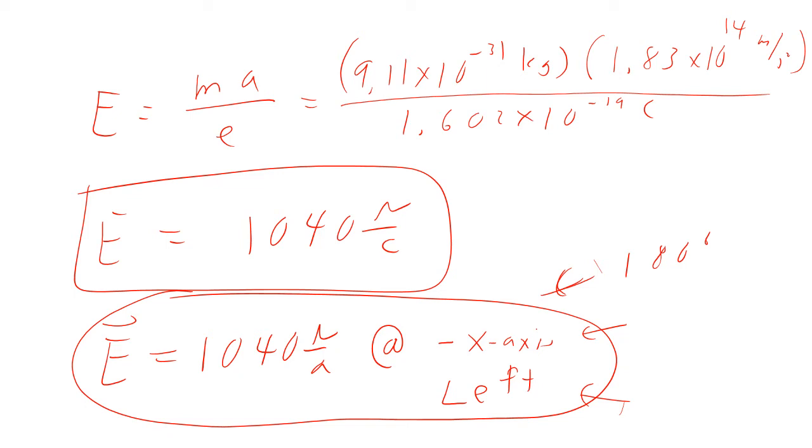All I asked was the direction and magnitude, so the 1,040 newtons per coulomb was the magnitude, and you somehow have to tell me what the direction is. And I'm smart enough to figure out all three of those ways of saying it mean the same thing. So on a test, I'd take any one of those.